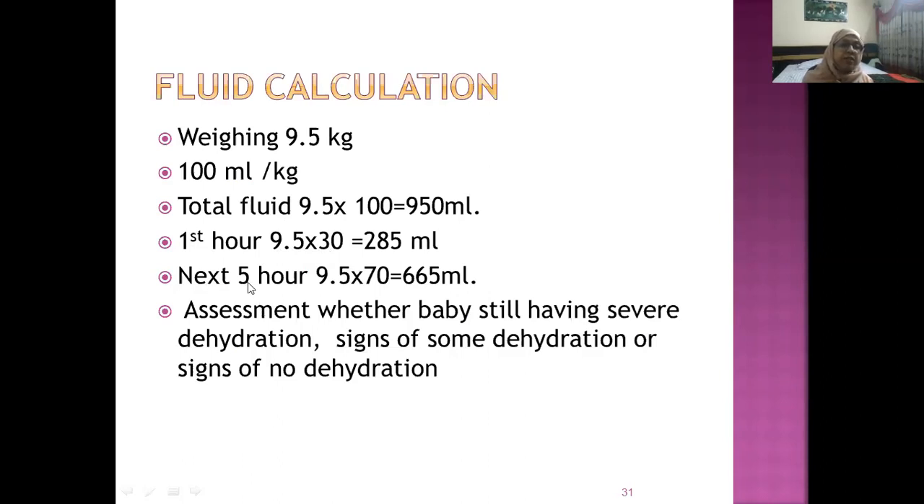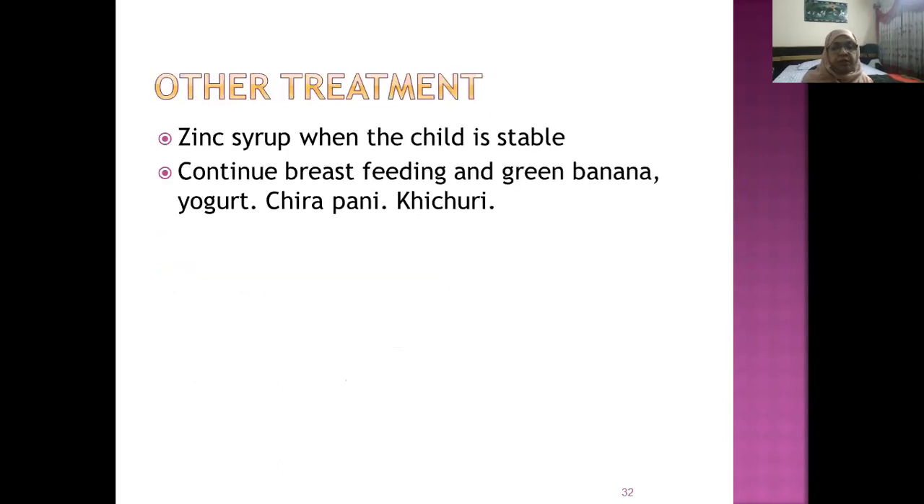And in the next 5 hours, you have to give 70 ml per kg. So total fluid for the next 5 hours is 665 ml. So total duration of fluid correction is 6 hours in a child less than 12 months. Then again assessment for the pattern of dehydration after correction. You have to give zinc when the child is stable, and continue breastfeeding, green banana, yogurt, chira pani khichuri, green coconut water, like that.